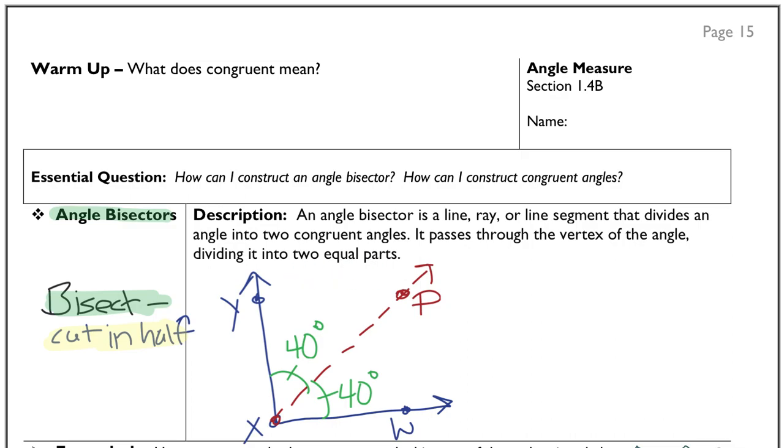So what we are going to do is write that ray XP bisects angle WXY. Or we could do it the other way. Again, you would say this is ray XP, which has to start with X and go to P, and we could say angle YXW or WXY, either way. So that is a key piece of information that we are going to say or write it that way.